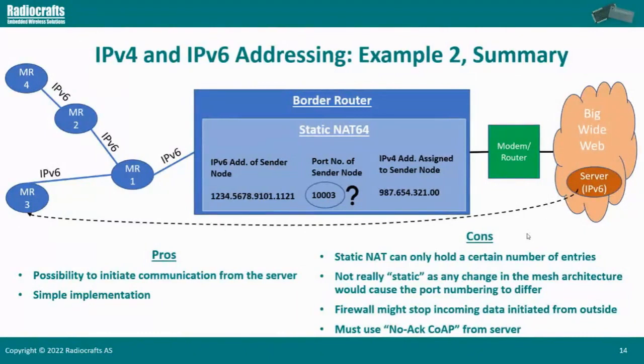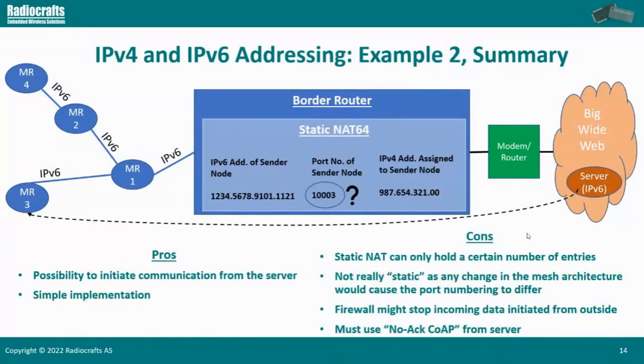The cons or the disadvantages of that is that the static NAT can only hold a certain number of entries. And actually, as you can probably by now predict, these port numbers 10,001 and 2 and 3, they depend on the mesh architecture, the network tree. Okay, what if for any reason you change the position of a mesh router or there is a new signal blocking, so the mesh has a new routing system or whatever happens?